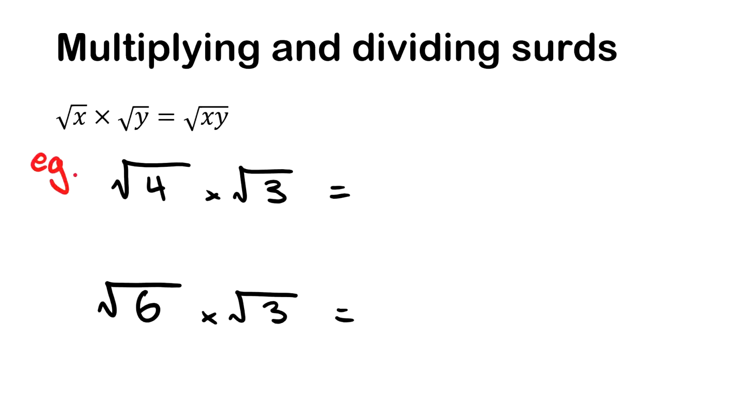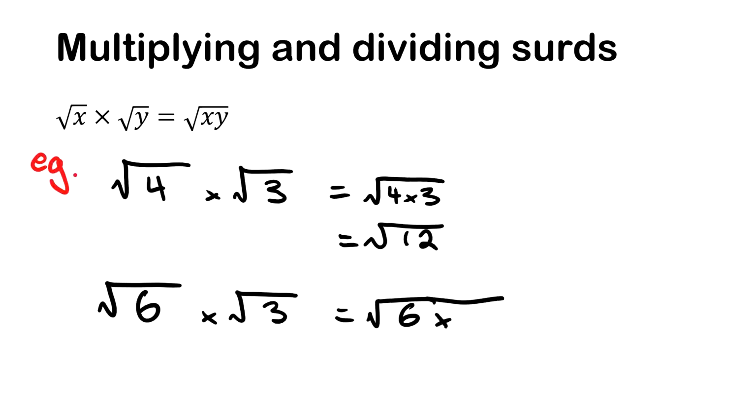The first one, you have root 4 times root 3. So this becomes 4 times 3 in the root sign, which simplifies to root 12. If we look at the next one, we have root 6 times root 3. And then 6 times 3 is 18.